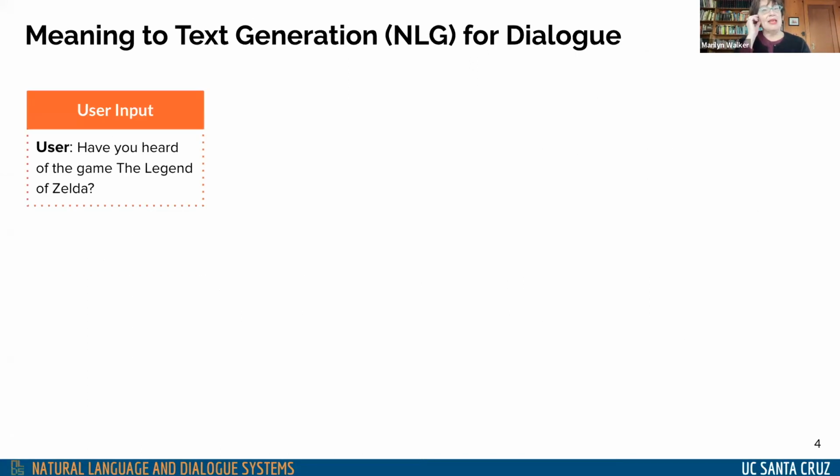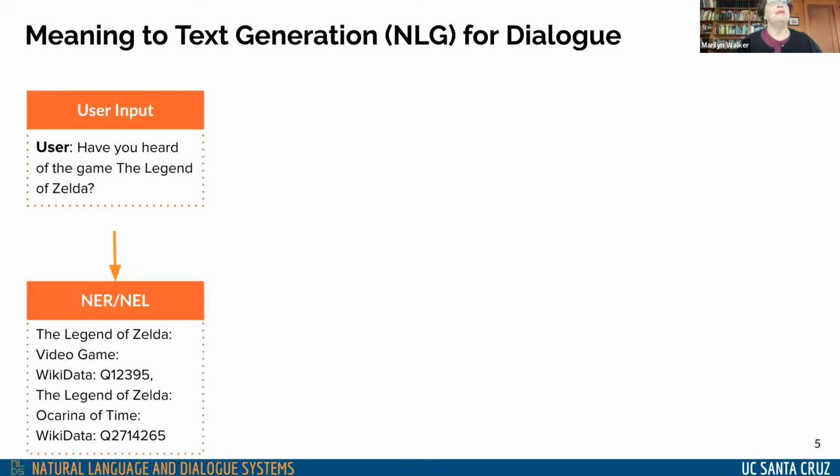So I want to make it clear that our setting for controllable NLG is for situations where we want to generate a conversational style utterance for some kind of factual information in a dialogue setting. For example, in the video games domain, you might have an input utterance from the user, such as, "Have you heard of the game, The Legend of Zelda?"